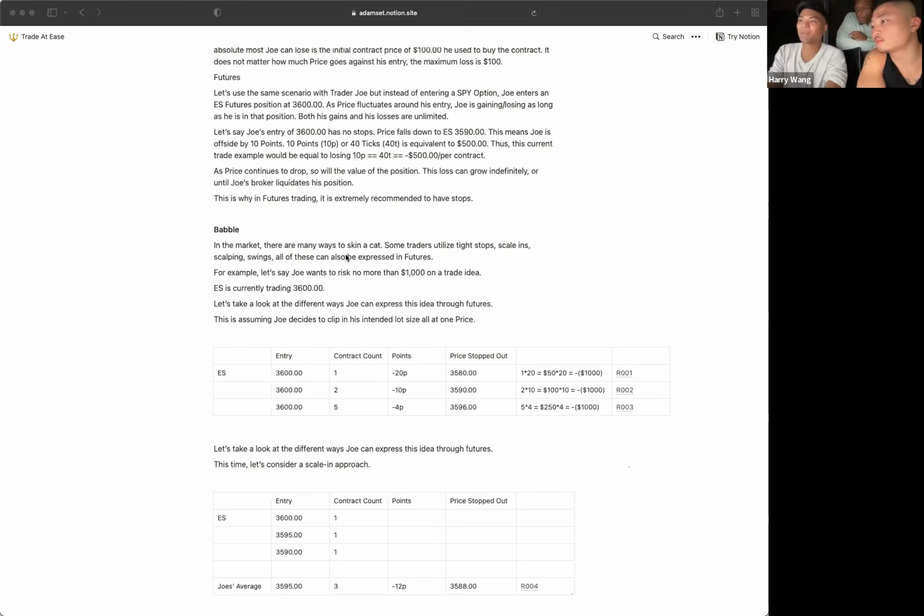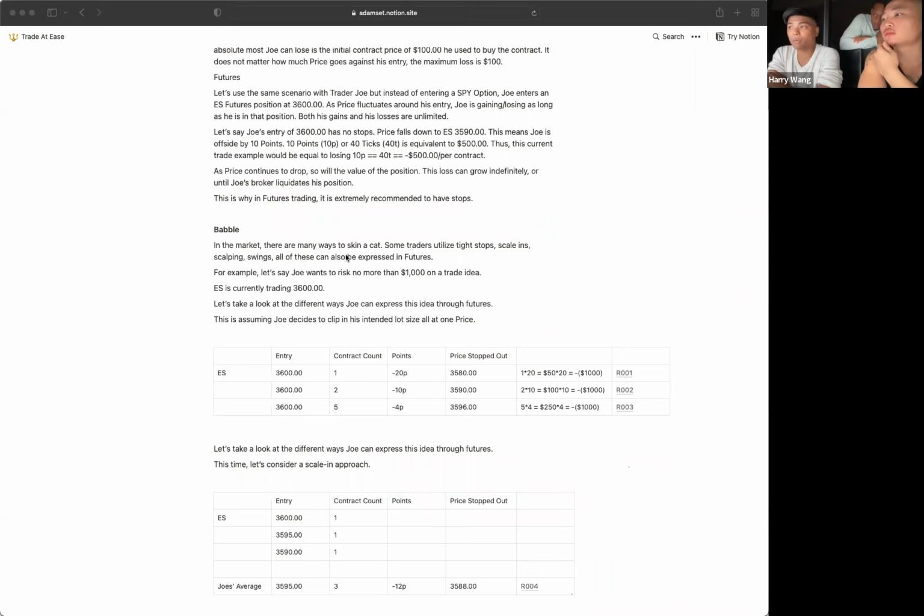So what I want to say is that there's many ways to skin a cat. Some traders utilize tight stops, some use scale-ins, some would prefer scalping, and some swing. All of these can be expressed in futures and options, but I'm here to express it in futures. So let's just break this down really quick.